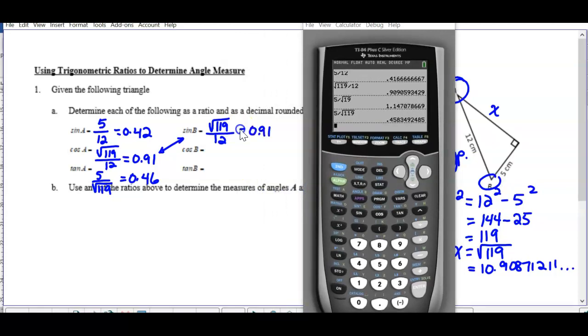You don't even have to use your calculator. Cosine of B is adjacent over hypotenuse. Again, it's the same as sine of A. So that's going to be 0.42. And then tan of B is opposite, which is root 119 over adjacent. And so that's really the reciprocal. So you could go 1 divided by that answer.